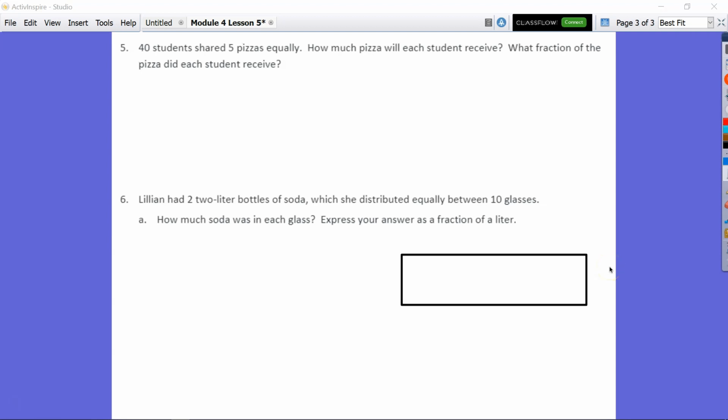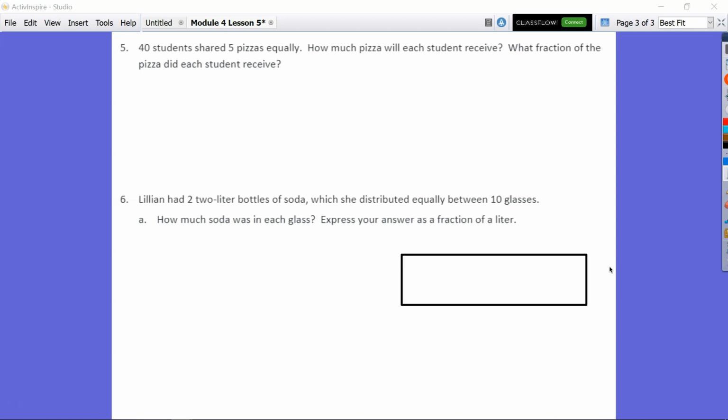And looking at number 5 here, you got to be careful, because it says 40 students share 5 pizzas equally. How much pizza will each student receive? What fraction of the pizza did each student receive? So now we're saying that we have 5 pizzas, and it's being split by 40 students. So that would be 5 divided by 40.